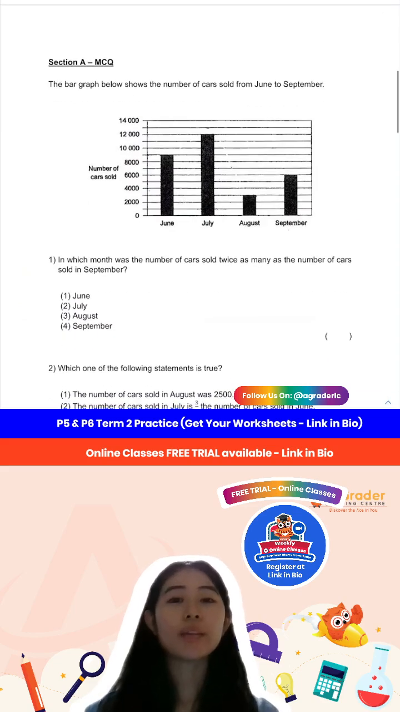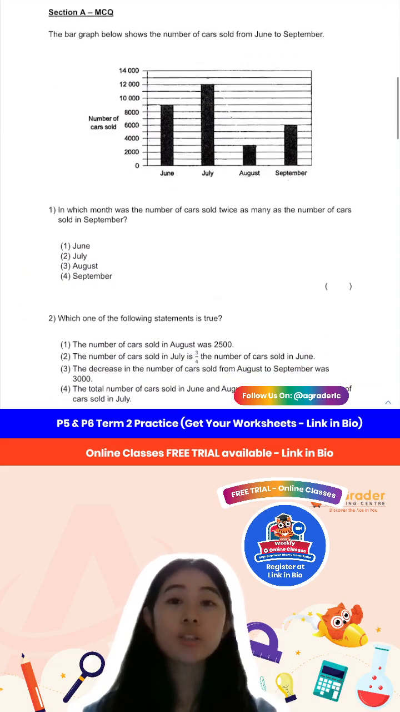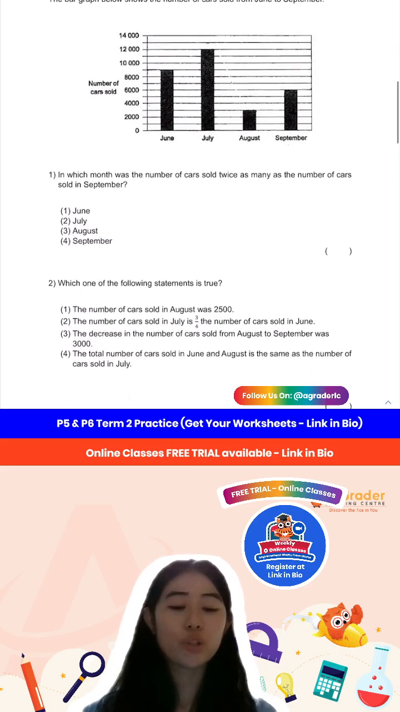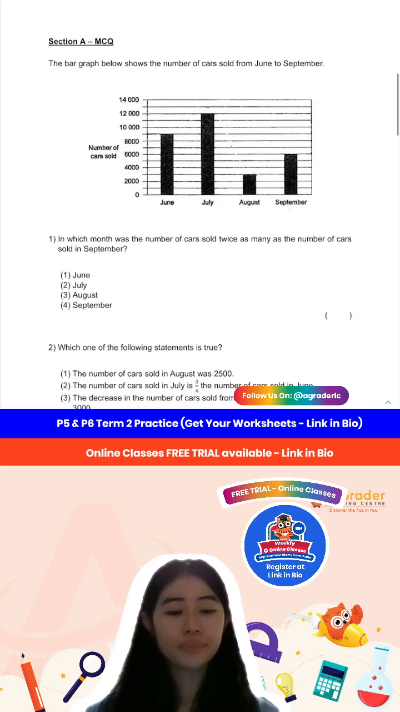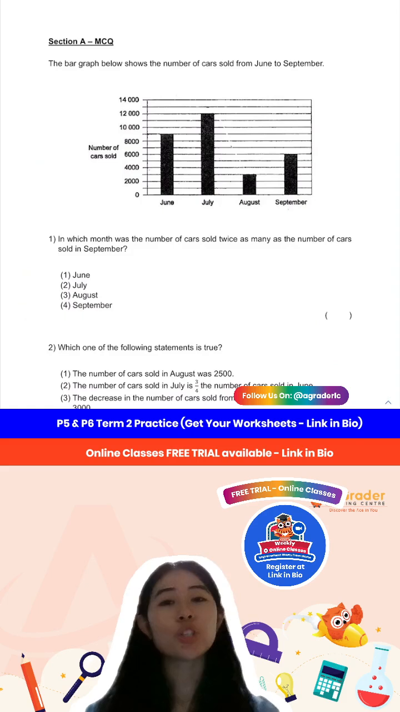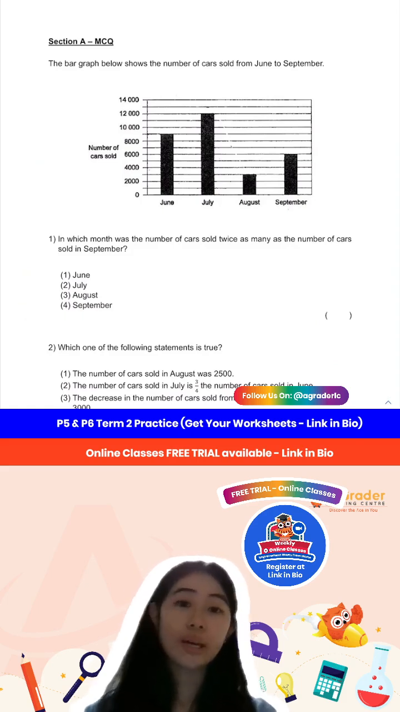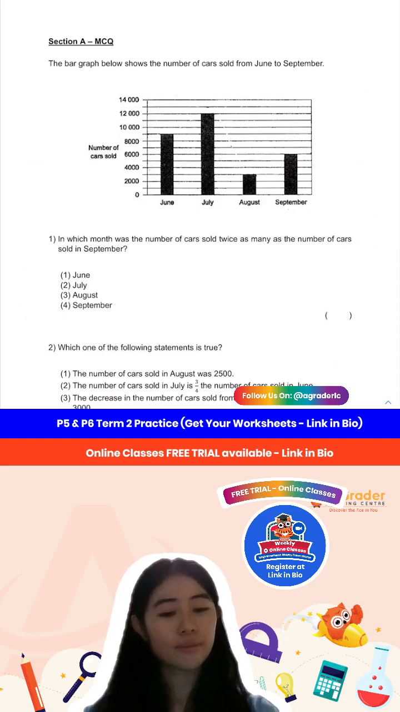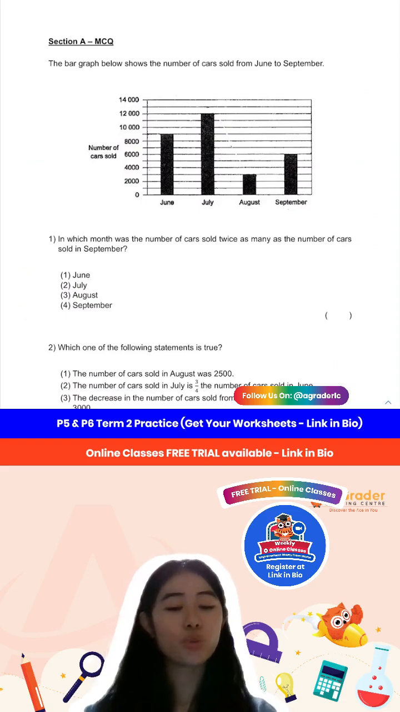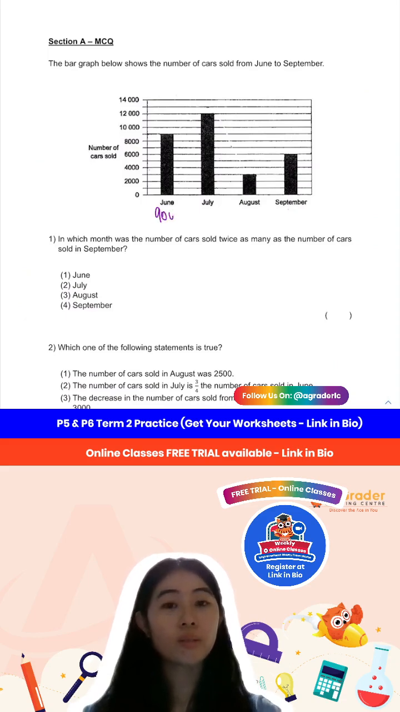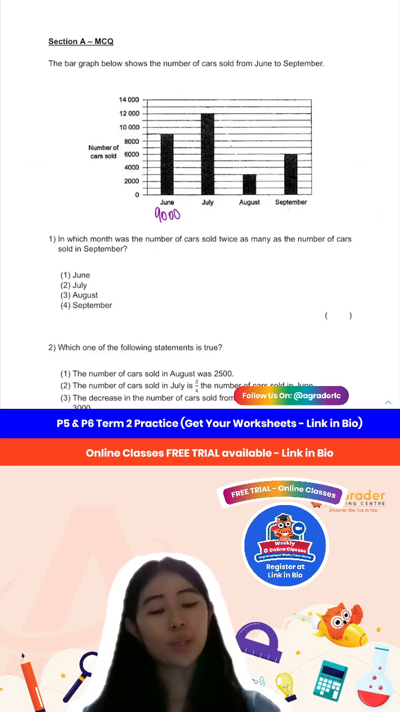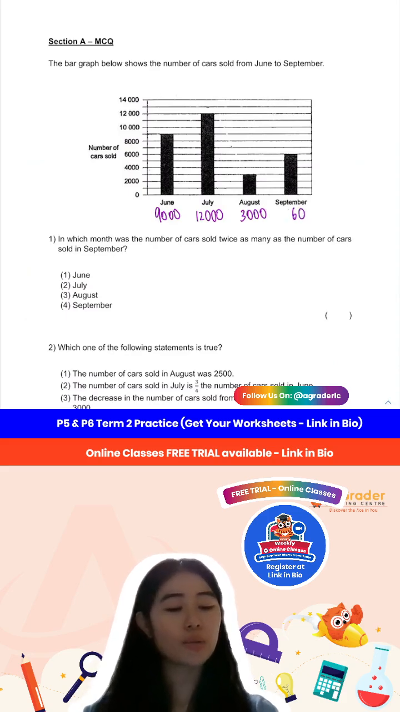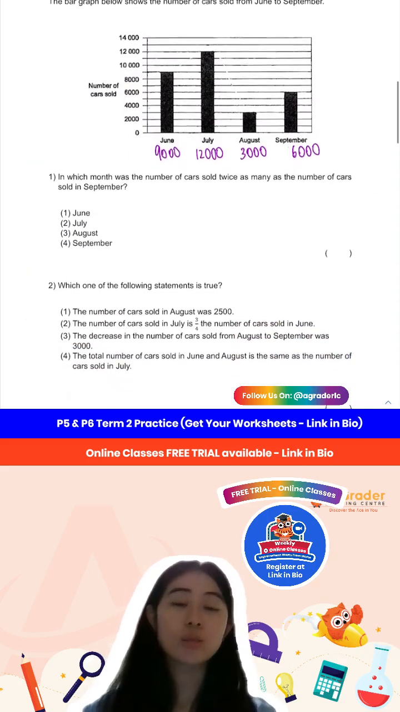Okay, guys, shall we begin with our MCQ question? So we're starting off with a graph question, okay? You will use this graph to solve question 1 and 2. For graph question, the first thing you should do is to write down the value for each of the bars in the graph. Okay, so that's what I'm gonna do. Starting with June, June is gonna be 9,000. July will be 12,000. August is 3,000. And September is 6,000. Okay, so always write down the values first.